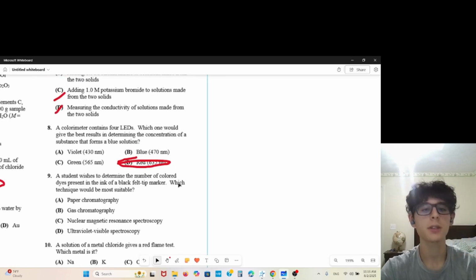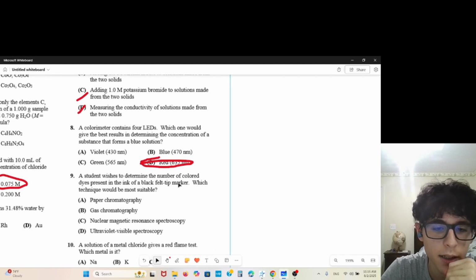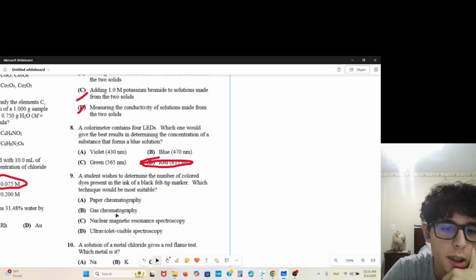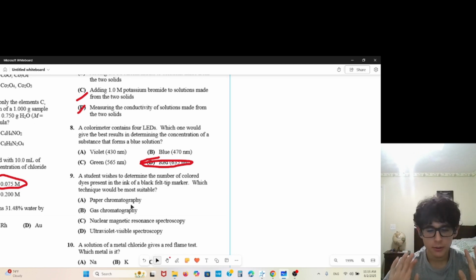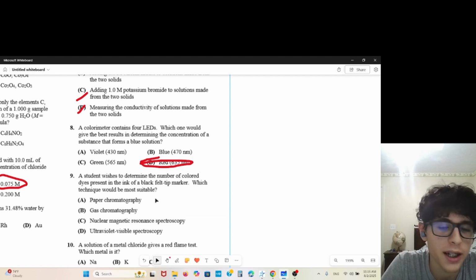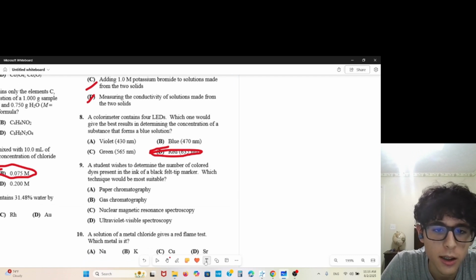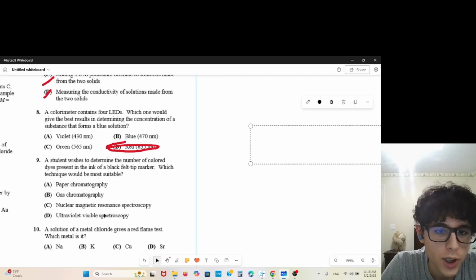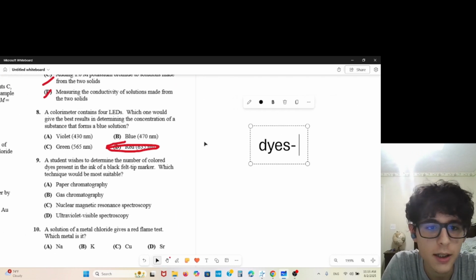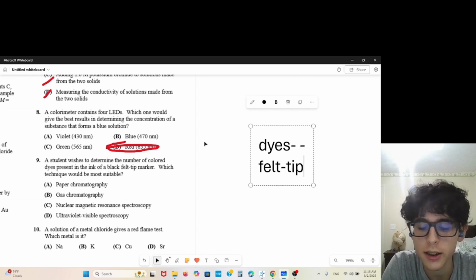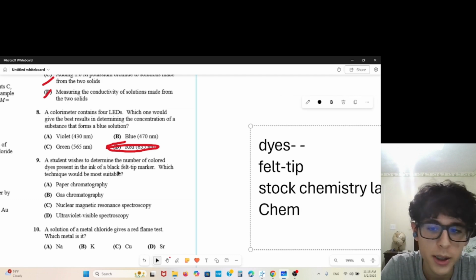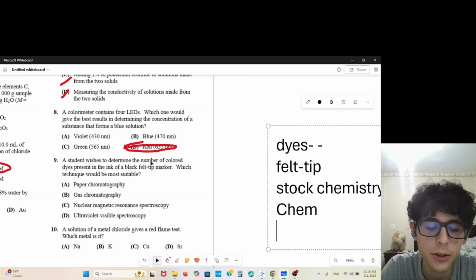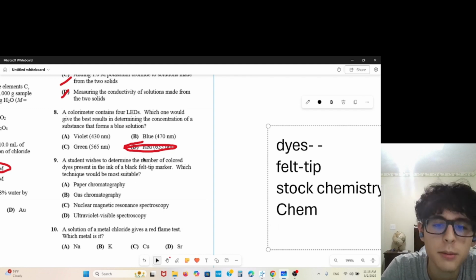All right. A student wishes to determine the number of colored dyes present in the ink of a black felt tip marker. Which technique would be the most helpful? Okay. Really easy question. Please do not get this wrong, right? You've got so many keywords here: colored dyes, felt tip marker. This is a stock chemistry lab. If you've taken AP Chem, you'll know right away this is paper chromatography. You literally have a marker. You're not going to use a marker on a gas. You're going to use it on paper. It's just common sense.